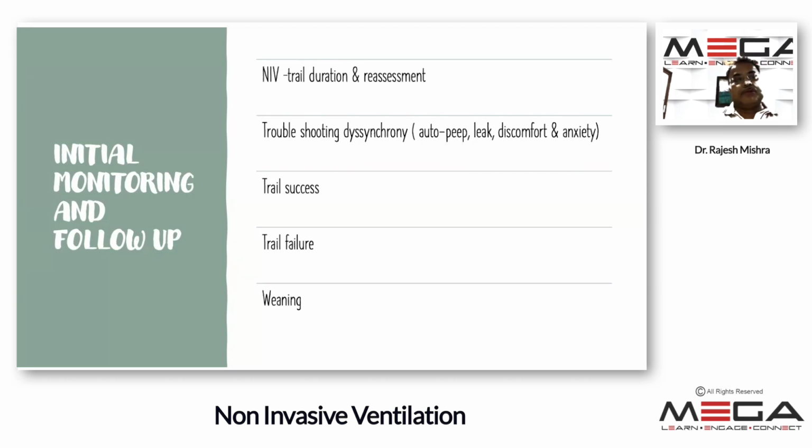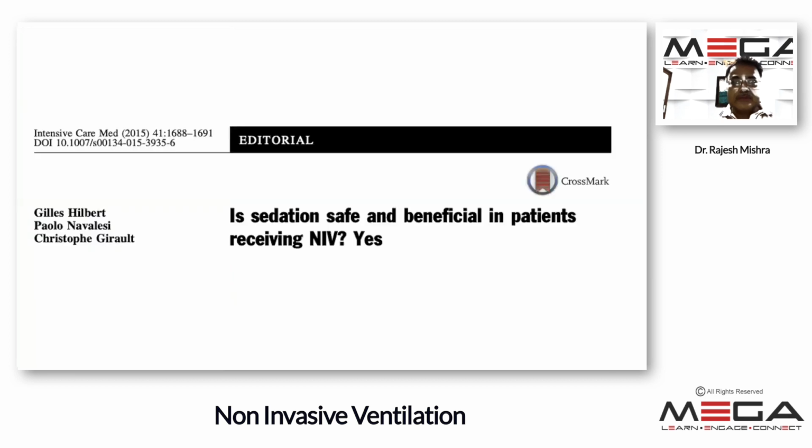Another thing, if your patient tolerates and continues on the ventilator, then you focus on treating the cause. Once the cause has been taken care of, you start reducing the NIV support the way you do for a ventilator, and then you plan for weaning. So NIV initiation, monitoring, troubleshooting, trial success. If it is a success, then plan for weaning. If the trial fails, you go for intubation.